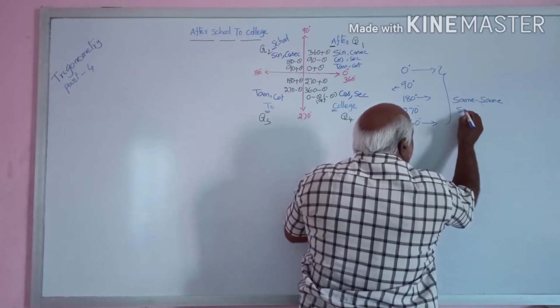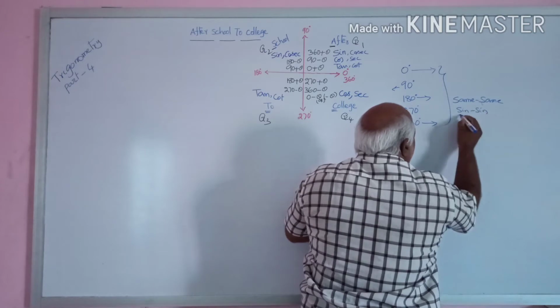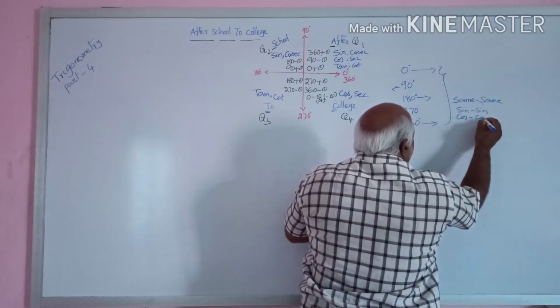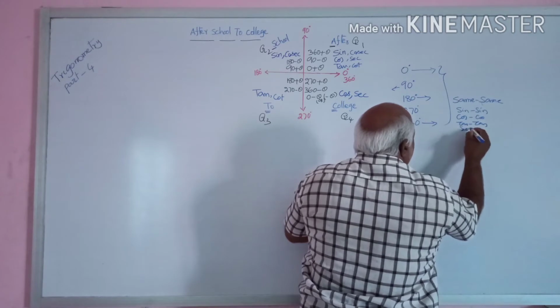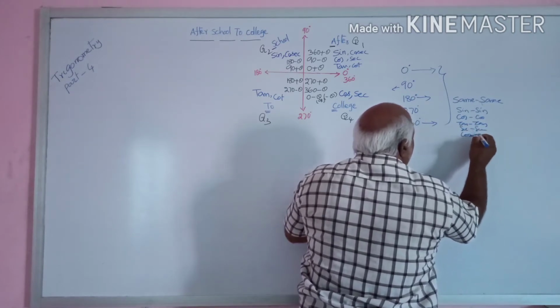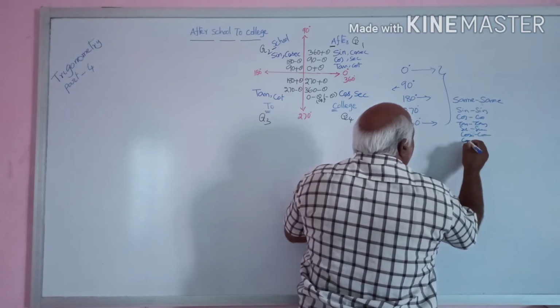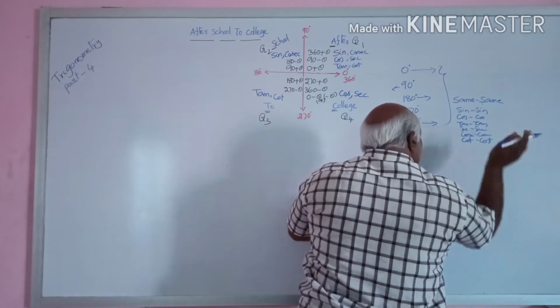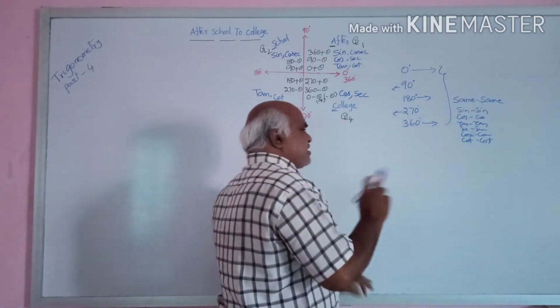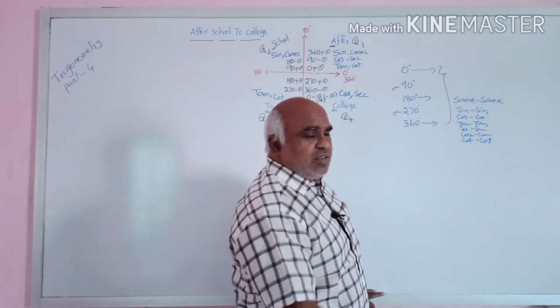For sine, sine. For cos, cos. For tan, tan. For secant, secant. For cosecant, cosecant. For cot, cot. This is the meaning of the same to same. Sine to sine, cos to cos, tan to tan, secant to secant, cosecant to cosecant, cot to cot.